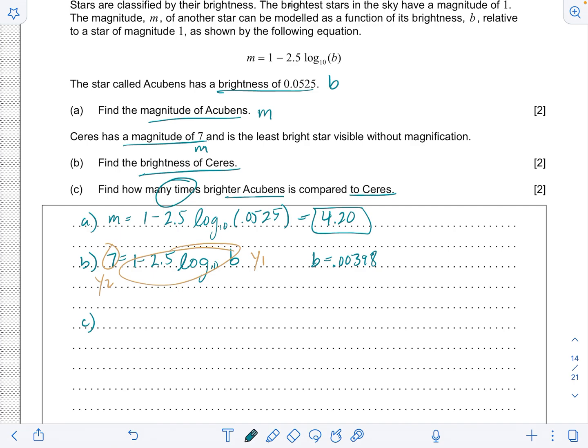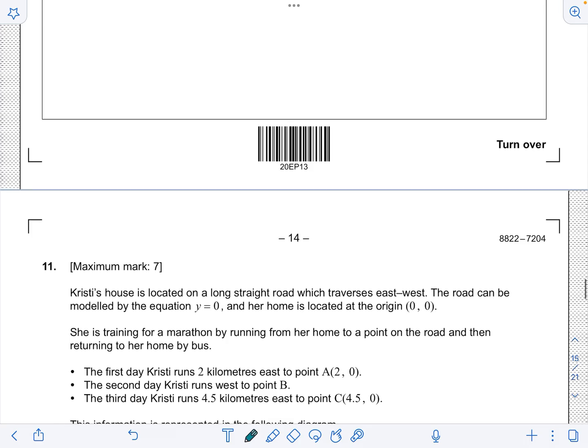So I would put the Acubin's brightness, which we know is 0.0525. It says Acubin's to series, so A over C, so 0.0525 to 0.00398, and divide that, and you get 13.2. And that's it.